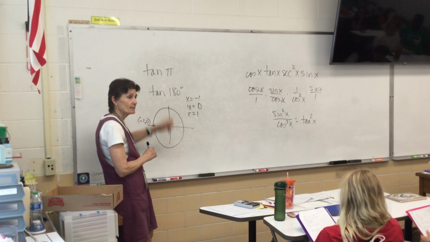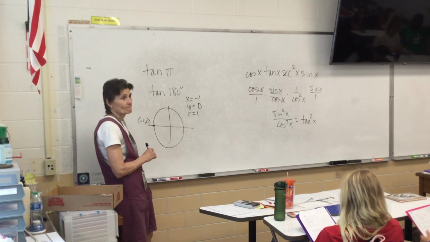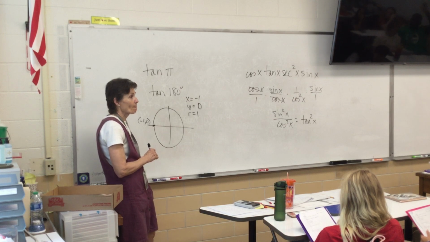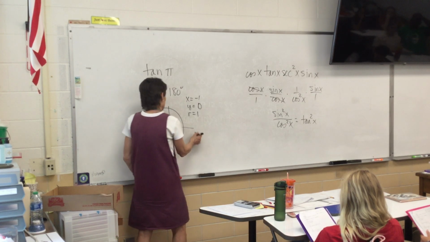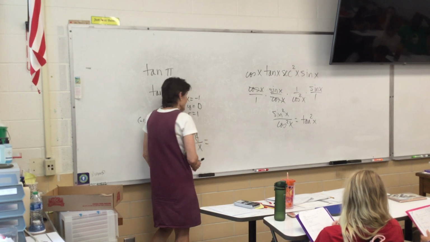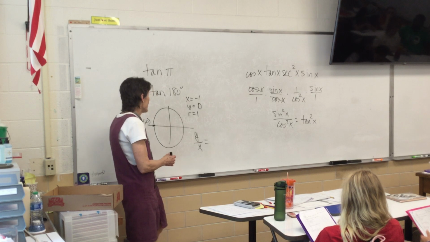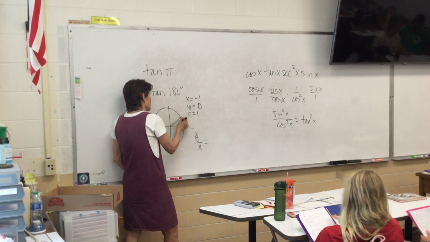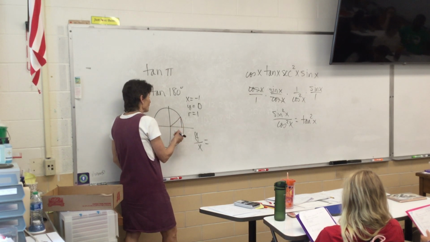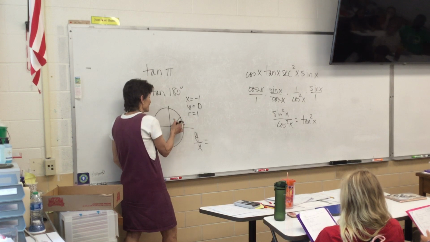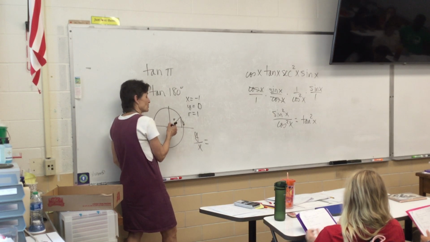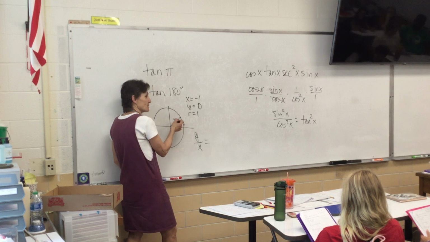And tangent is what? Y over x or y over r? Y over x. Tangent is y over x. Sine is y over r. With sine, you can kind of figure that out because this is the y side and this is the radius of the circle. So sine is opposite over hypotenuse. That I think you can figure out.